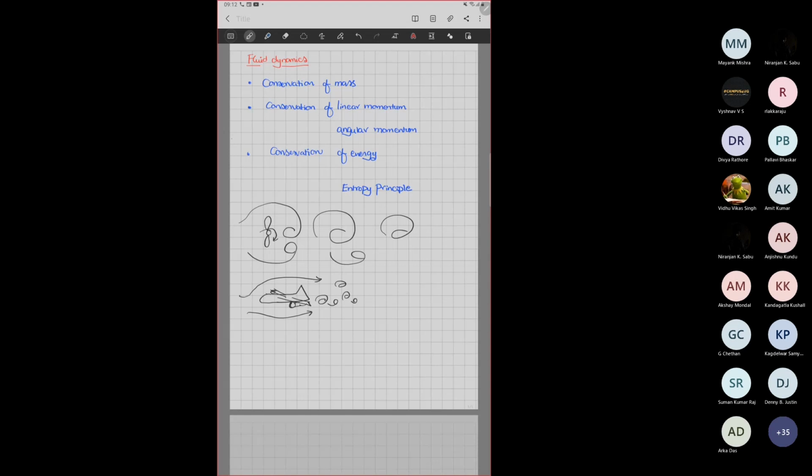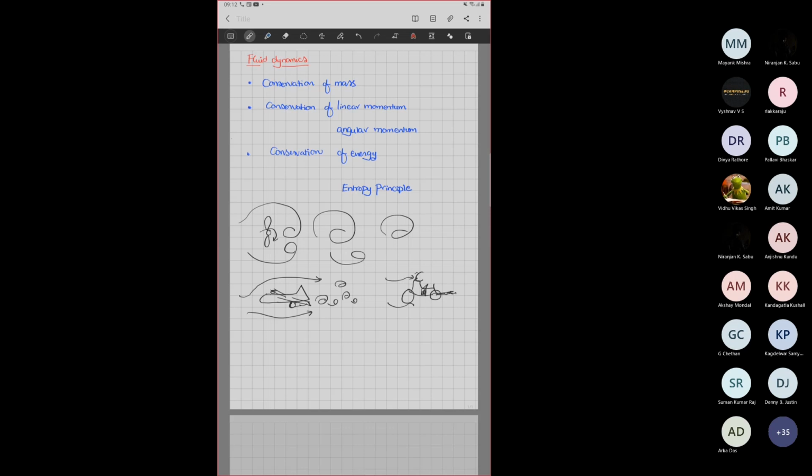Or it can be even your motorbike, where combustion really happens in the IC engine and exhaust gases come out, and flow passes over it and within it internally. You take any problem, it is always connected with conservation of mass, conservation of linear momentum, conservation of angular momentum, conservation of energy, and entropy principles. Based on that, these things really work.